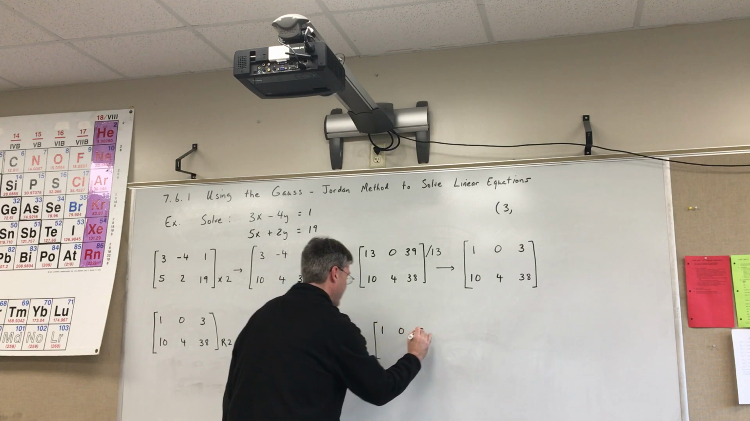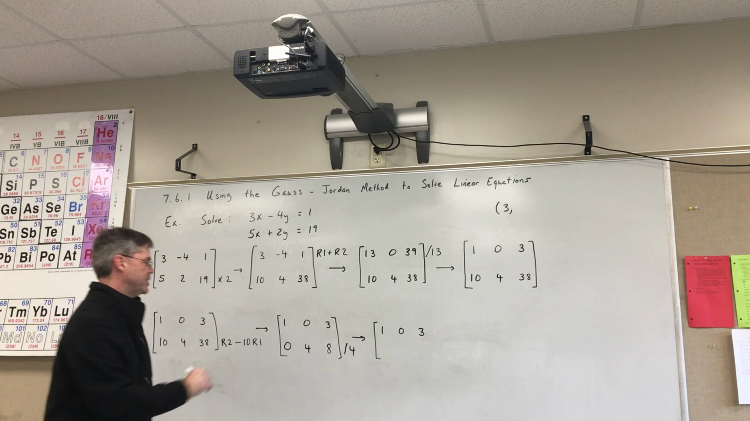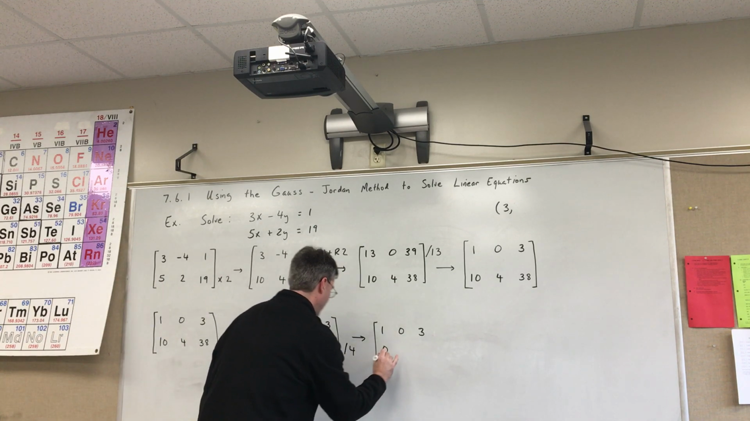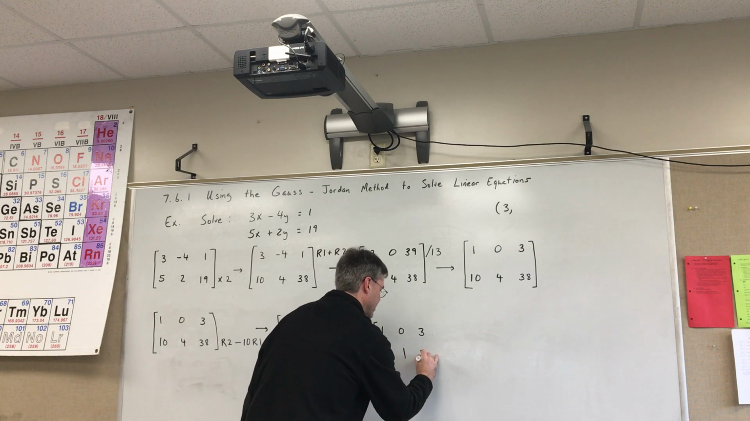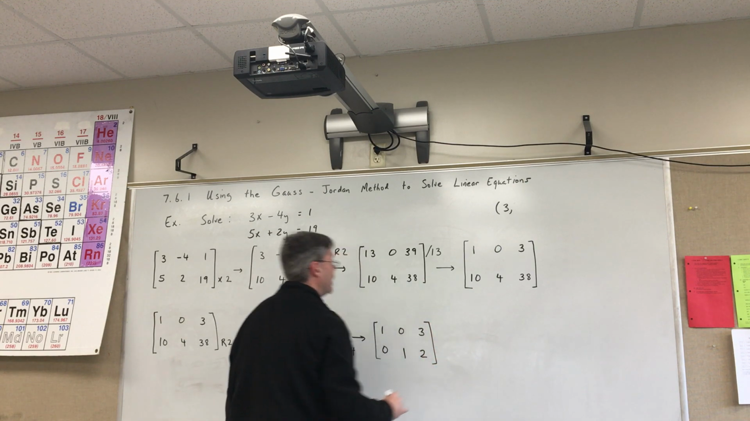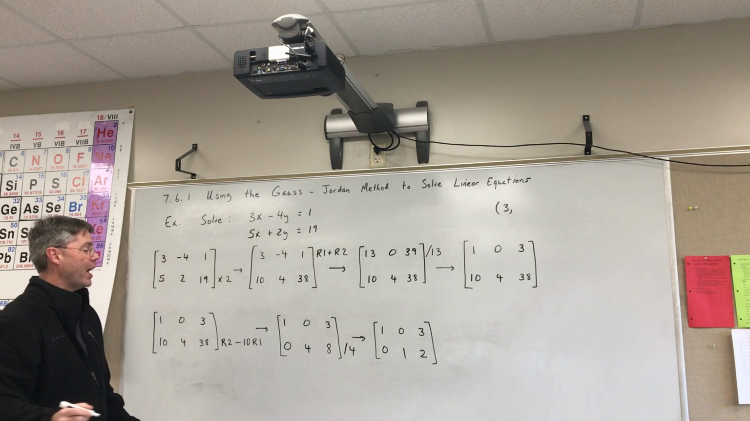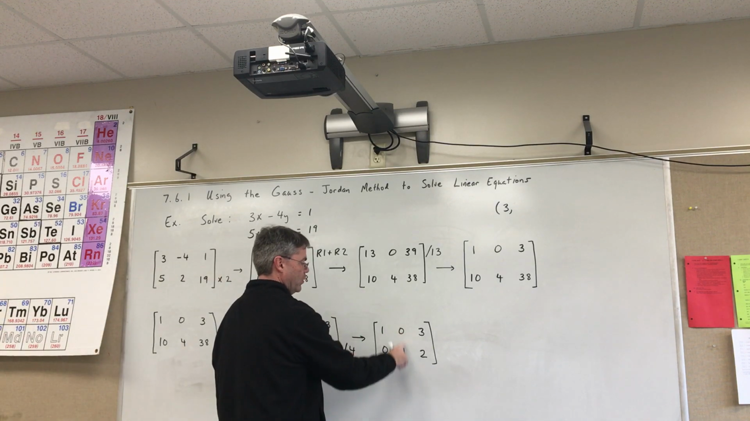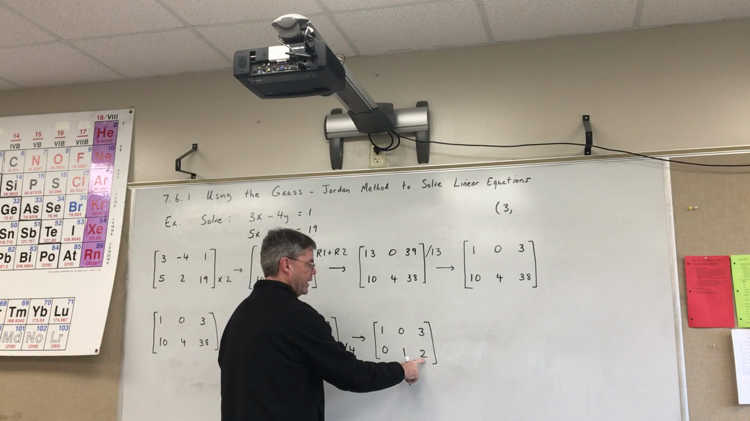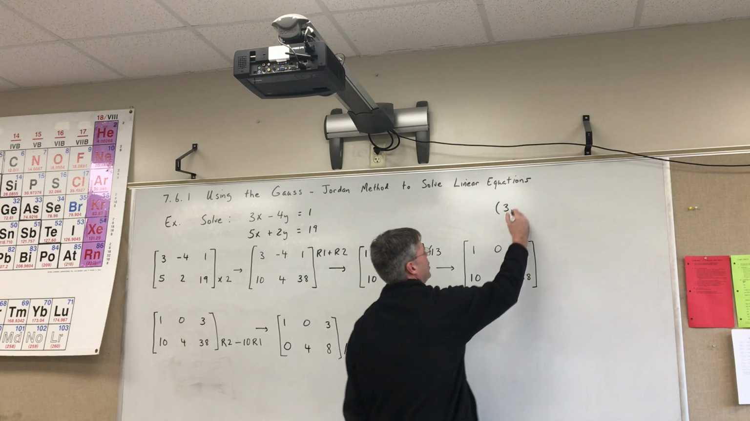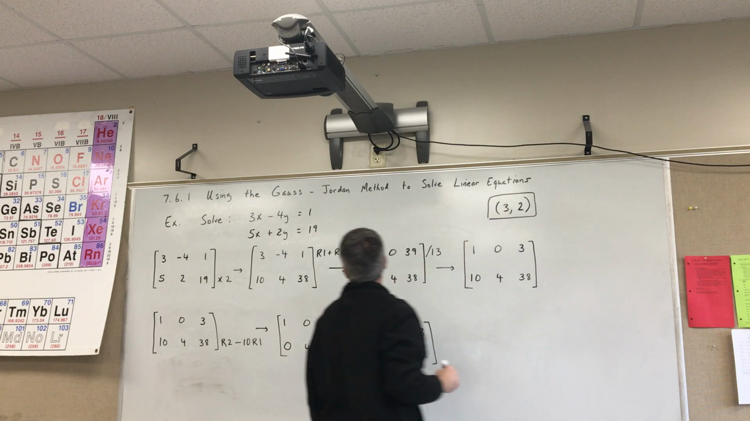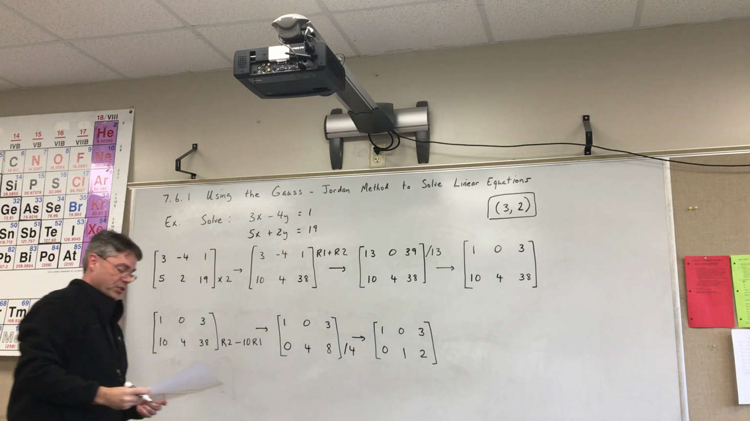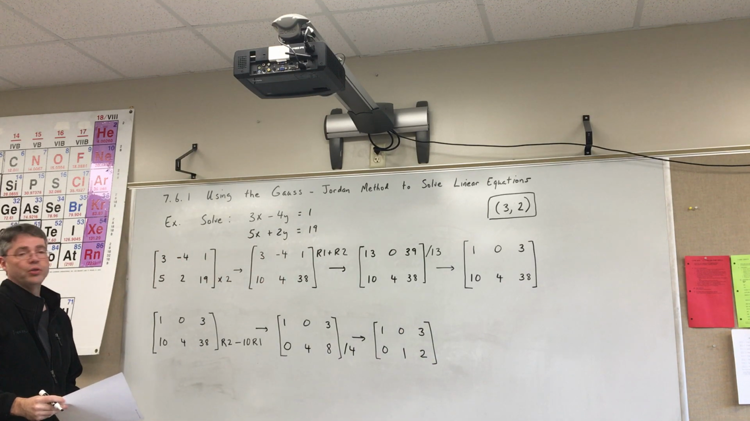And then we have our solution. 1, 0, 3. 0 divided by 4 is 0. 4 divided by 4 is 1. 8 divided by 4 is 2. So we have our y value. In the y column we have a 1, and in the constant column we have a 2. So the solution for this second set of equations is 3, 2.